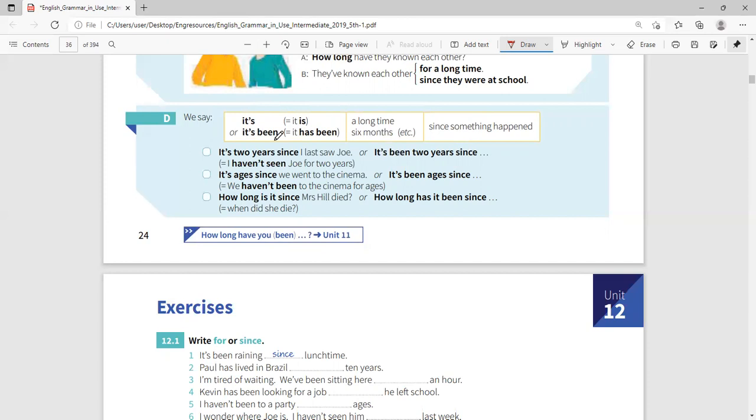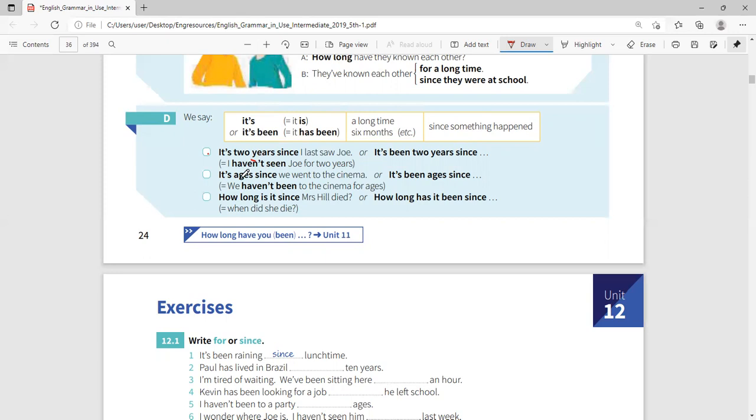It is 3 months since I met Muhammad. Yeah, it's a long time. So when I say it is 3 months, it's like the last time we met this person was 3 months ago. Example here: it is 2 years since I last saw Joe. Or you can say it has been 2 years since I last saw Joe. So that means the last time you saw him was 2 years ago.